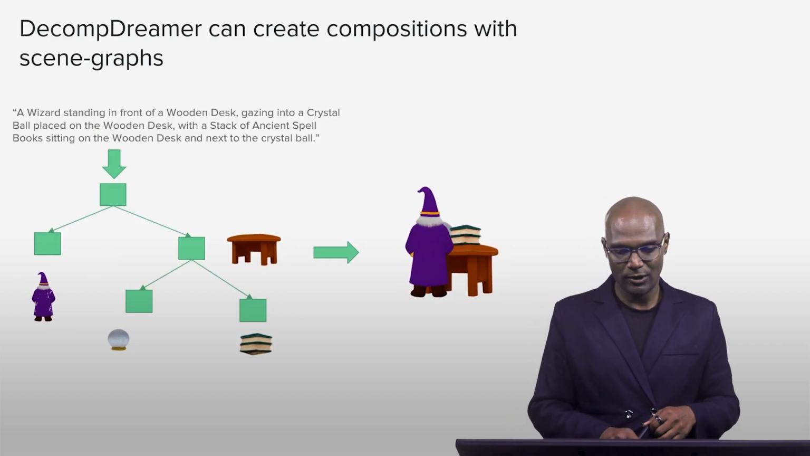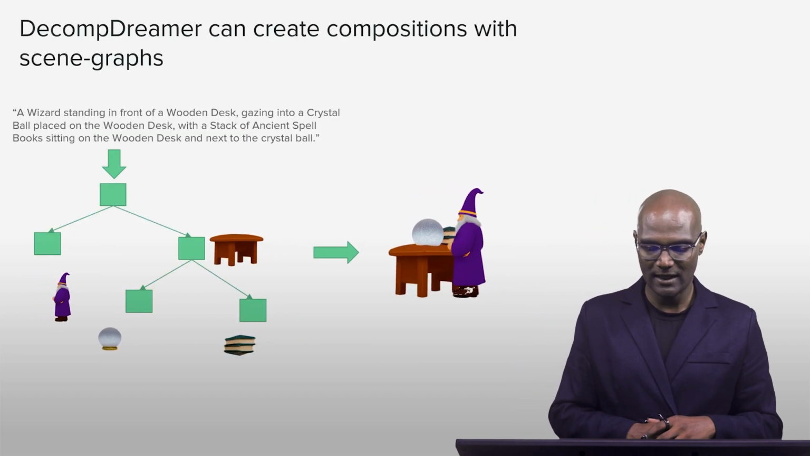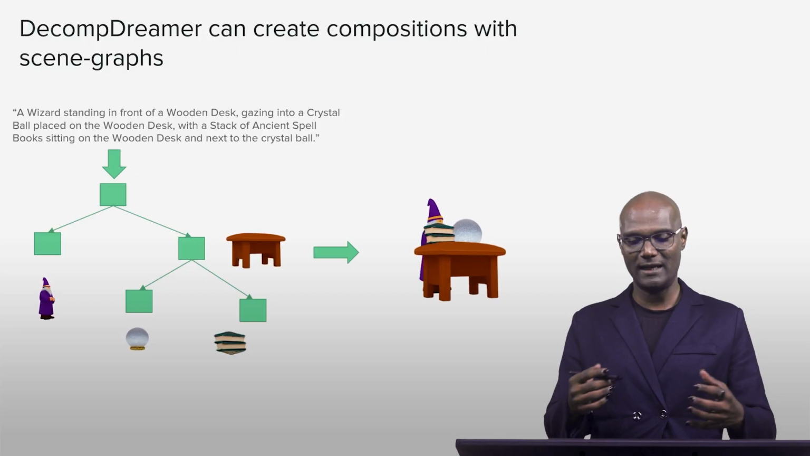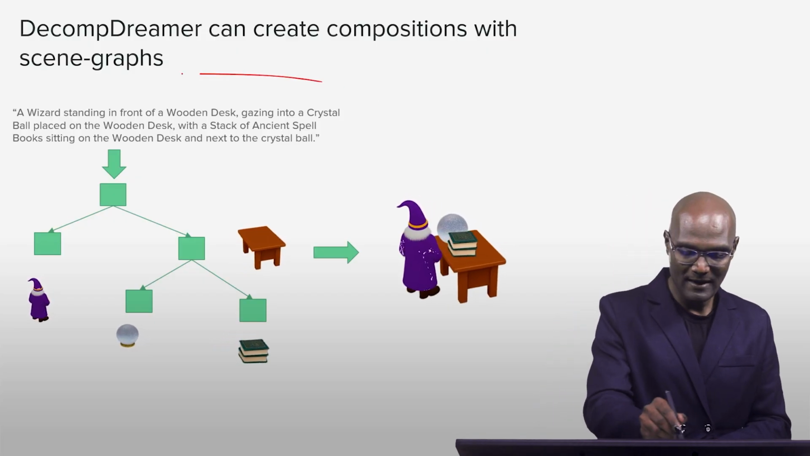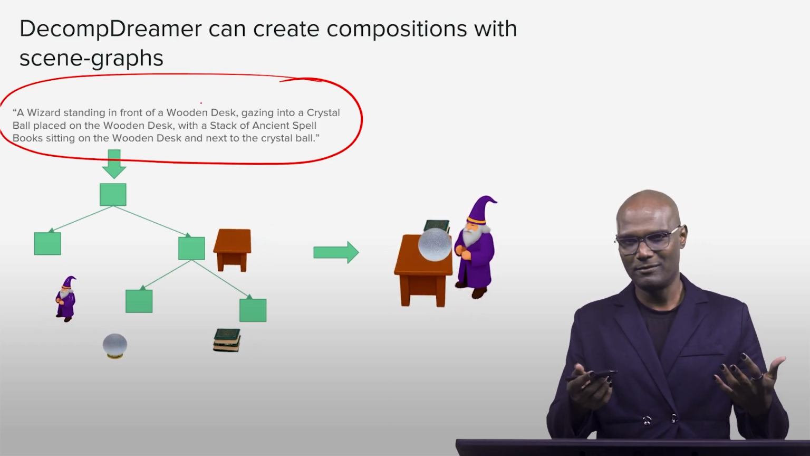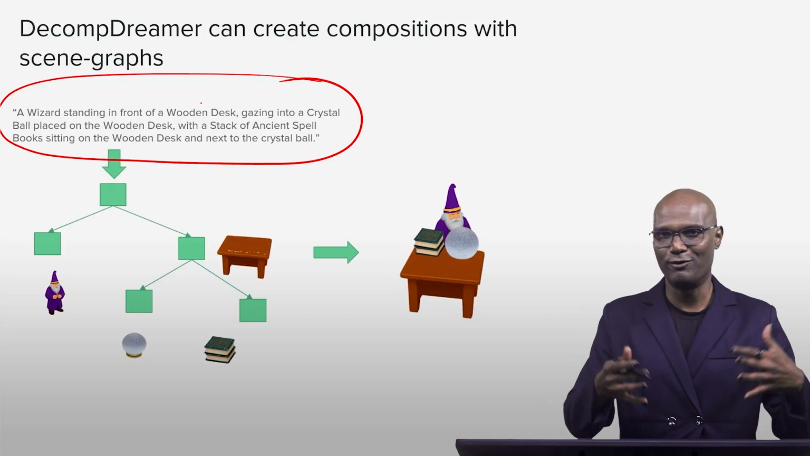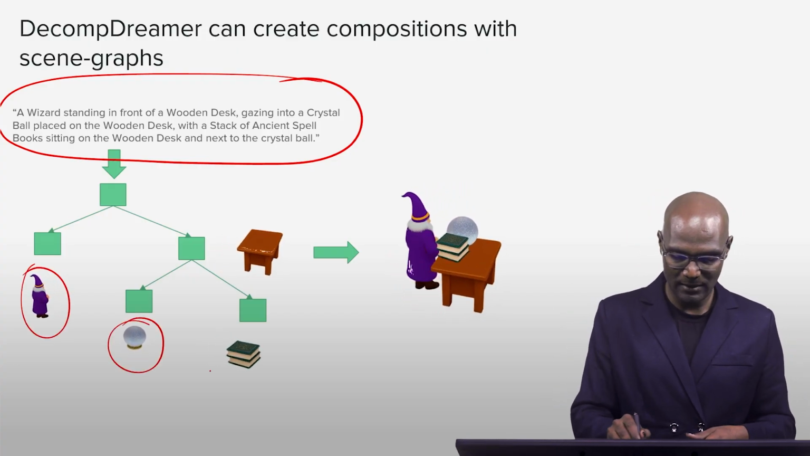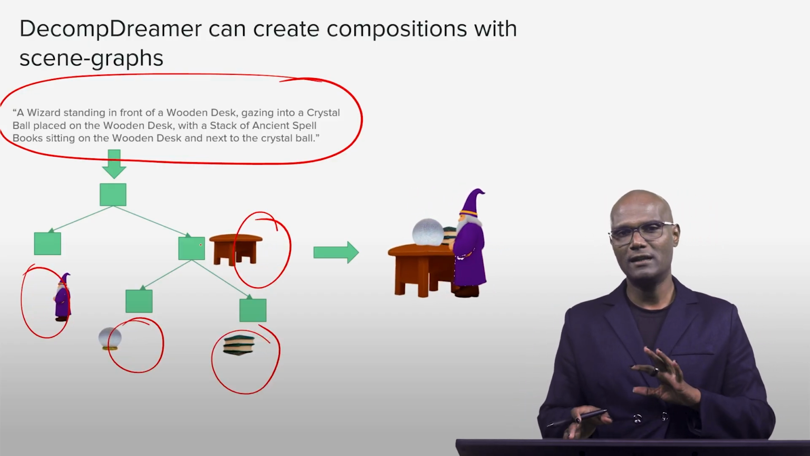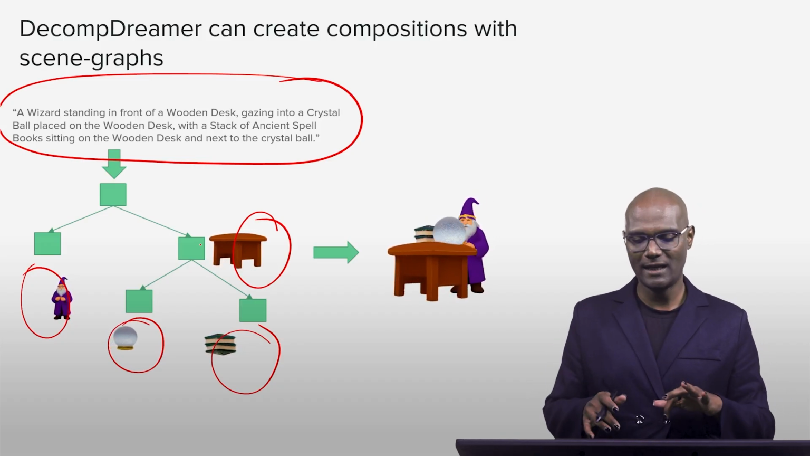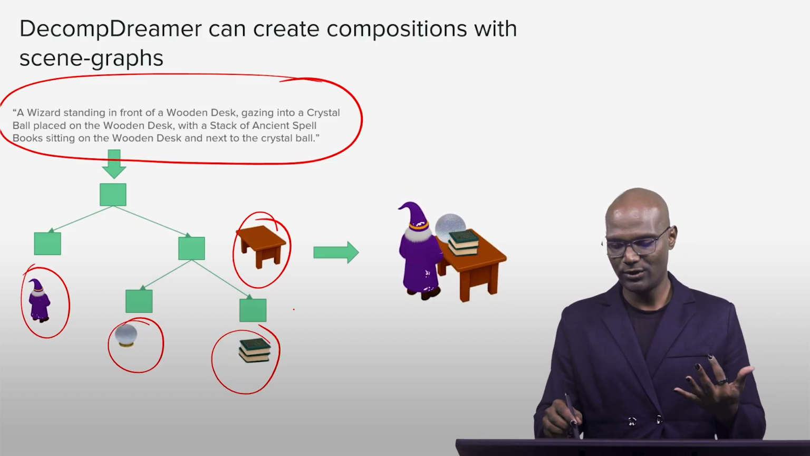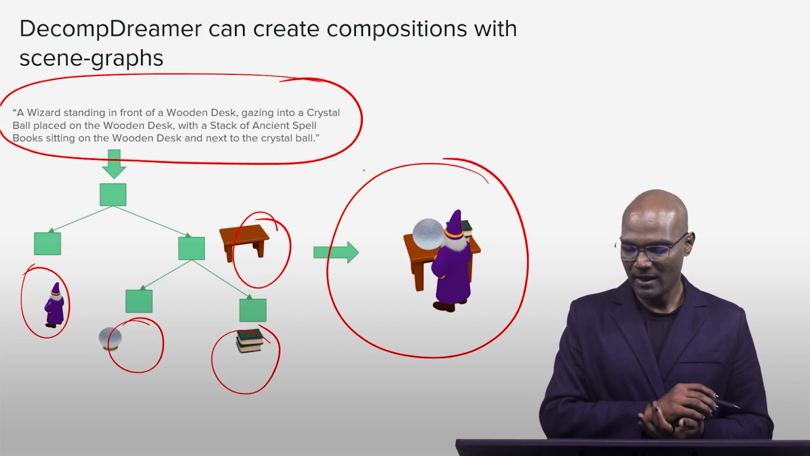So here are some examples. A wizard standing in front of a wooden desk, gazing into a crystal ball placed on the wooden desk with a stack of ancient spell books sitting on the wooden desk, and next to the crystal ball is the input prompt. It's a very complex prompt. There are four objects, right? Or, if you consider a wizard as an object, there are four models, let's say: a wizard, a crystal ball, a spell book, a table, and there's all kinds of things in the text prompt about what's in front of what, what's on top of what. So all that has to be expressed through a scene graph, and we process that through our 3D generator, and this is the output that we're getting.